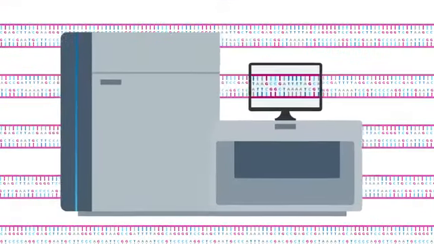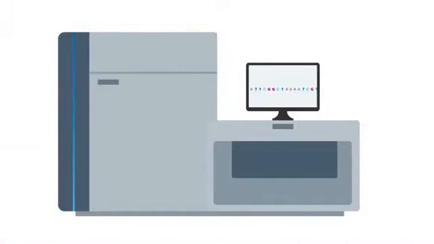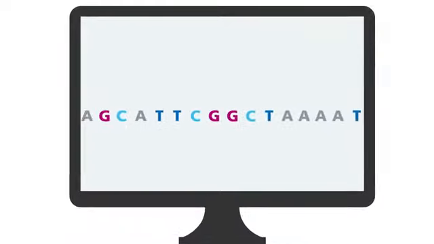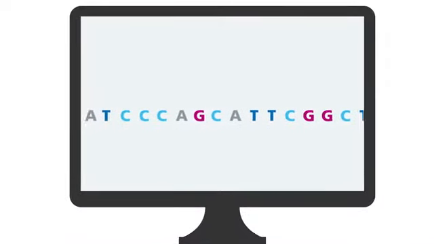Then, the sample is loaded into a sequencing machine, which reads the order of the bases in each fragment. The DNA sequence of each fragment is called a read.